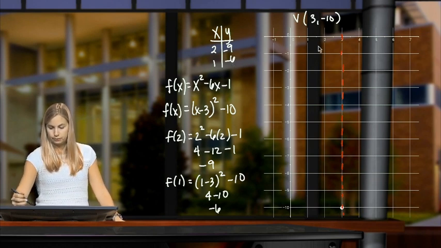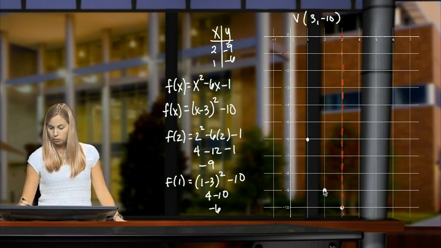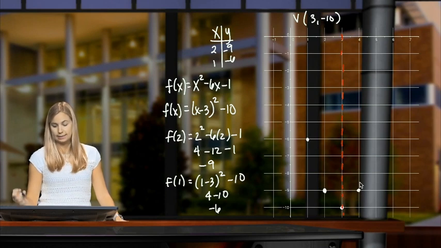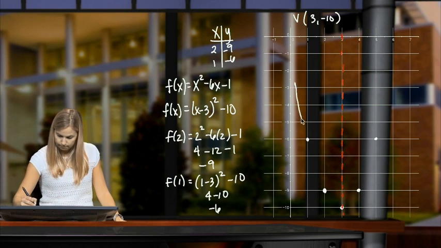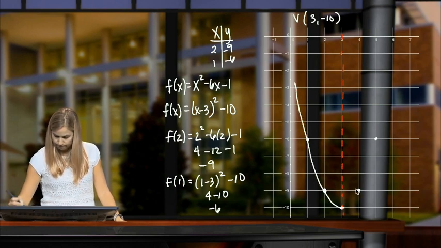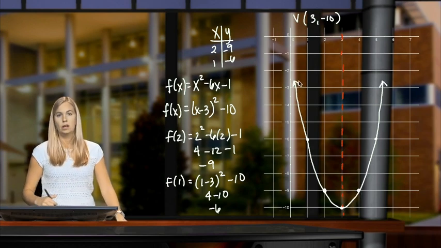So we're going to plot our 2 points. We've got 2, negative 9, and 1, negative 6. And both of those we're going to reflect about the axis of symmetry to get our points on the right-hand side. So that's how we can use completing the square to write our function in vertex form so that we can see the vertex without actually having to use the negative b over 2a.